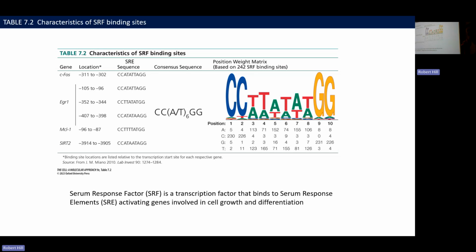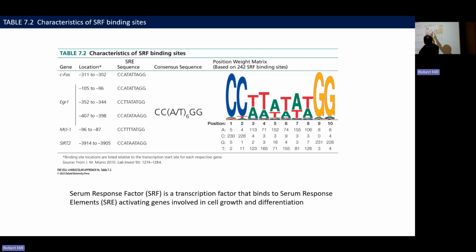cell differentiation. Okay? If you look at all these different SREs, serum response elements, that are present in different genes, there are commonalities among the sequences. So the consensus sequence is CC, and then you have 6 bases that can be either A or T, followed by a GG, right? So all those SRE sequences have CC and GG at the beginning, and then there's flexibility on A's and T's in the middle.